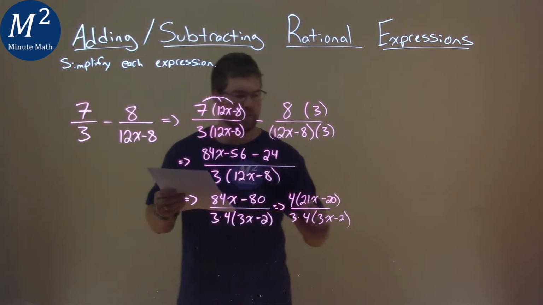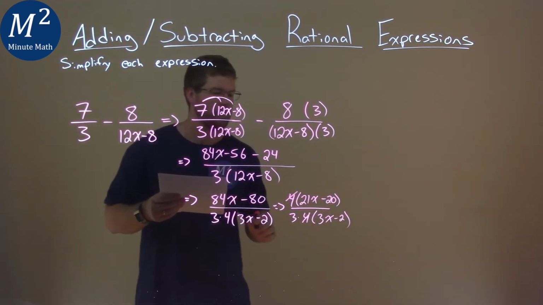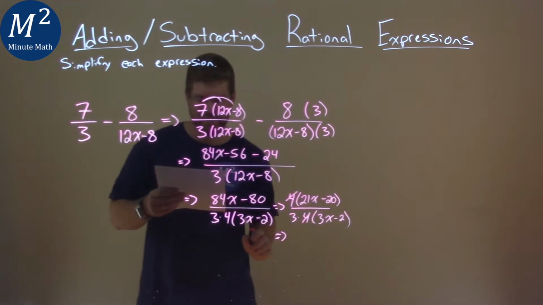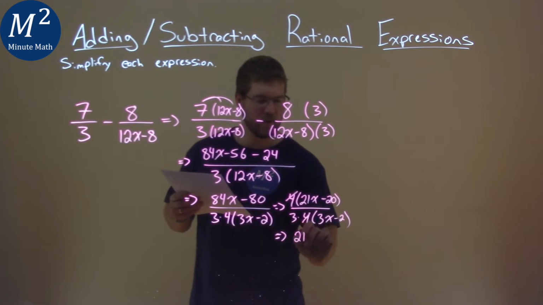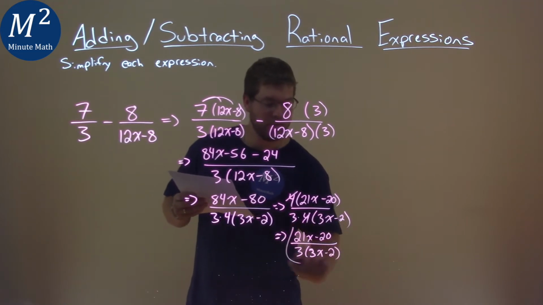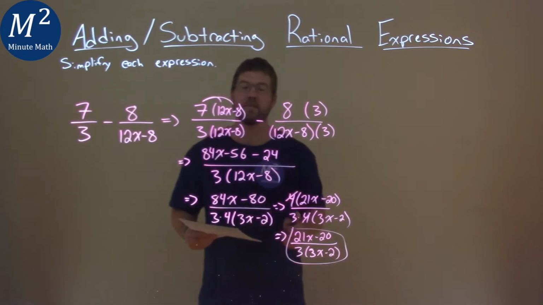Notice now the 4's will cancel here, just trying to get a little more simplified. And so moving downwards now, we have a 21x minus 20 over a 3 times, if I can write, a 3x minus 2. And that is our final answer.